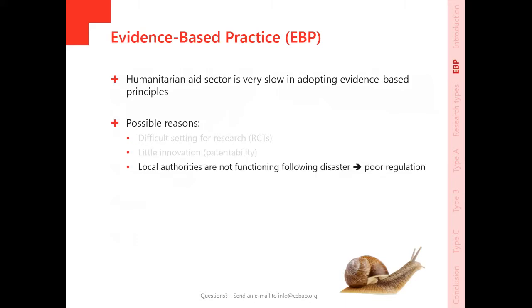Third, the local authorities are needed to enroll a scientific experiment. You will need their knowledge and their input in the field. However, local authorities are often not functioning following disaster, which will result in poor regulation and further decreases the possibility of gathering scientific evidence. There are also many players within the humanitarian aid sector, and there is a poor overall coordination. In Haiti, for example, 400 humanitarian actors were operational and 2,000 humanitarian agencies were involved to a varying degree.